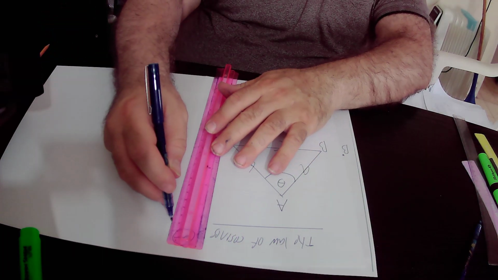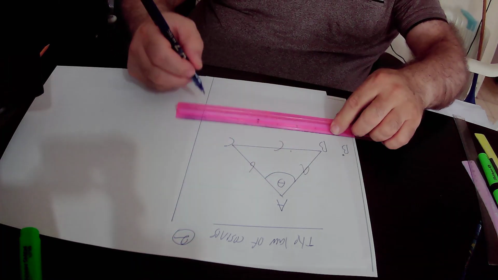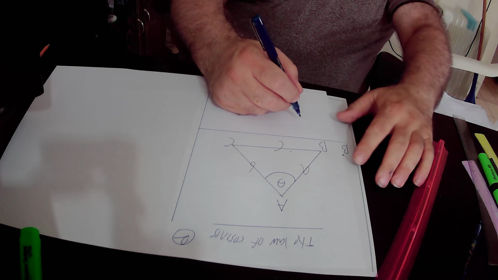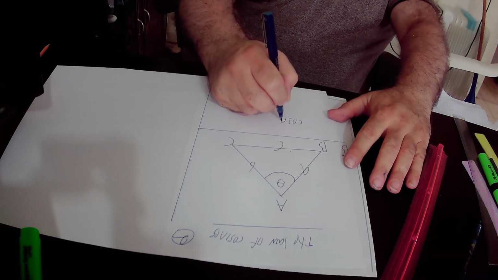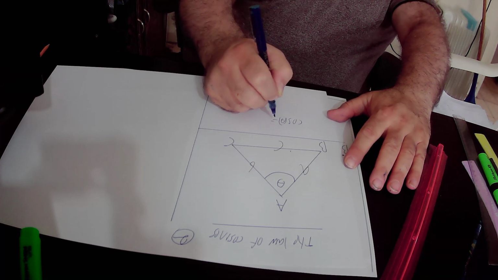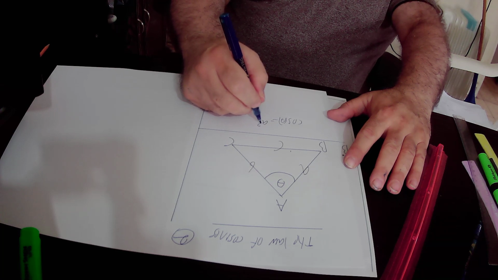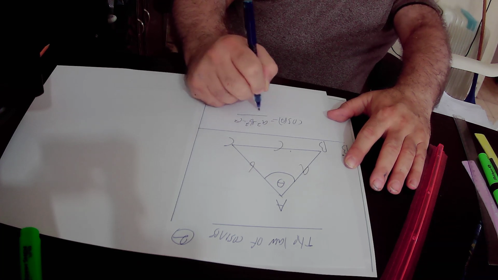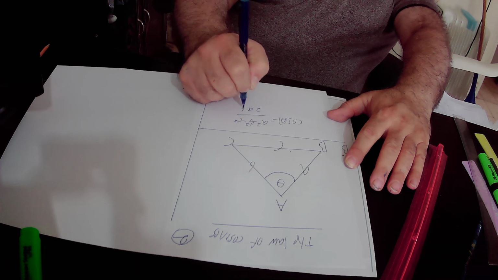Then according to the law of cosines, we get that cosine theta equals A squared plus B squared minus C squared over 2 times AB.